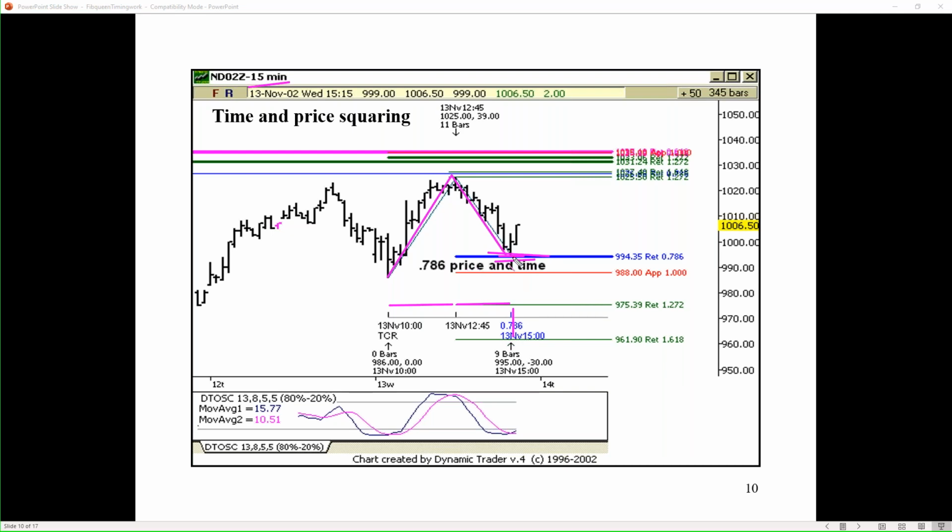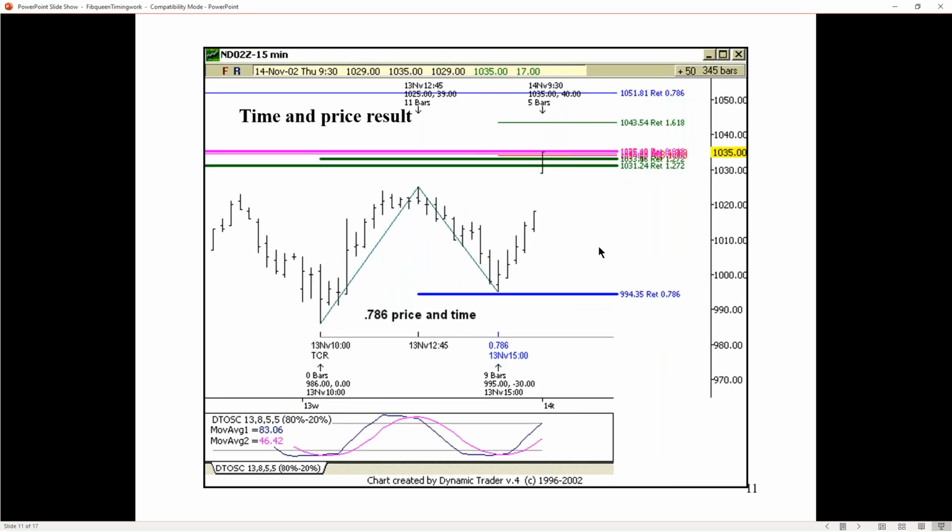I'm sure other people look at it in other ways, but that's what I would look for as far as squaring using Fibonacci. The other thing you might see sometimes is 50% in time and 618 in price. Those are not the exact same ratios, but when you have those two come together, I'll still consider that a squaring of time and price. All right, let's see what else we have here. So here you hit 786 in price and time, and boom, you met key upside targets off of that area. Let's see if we have anything else.